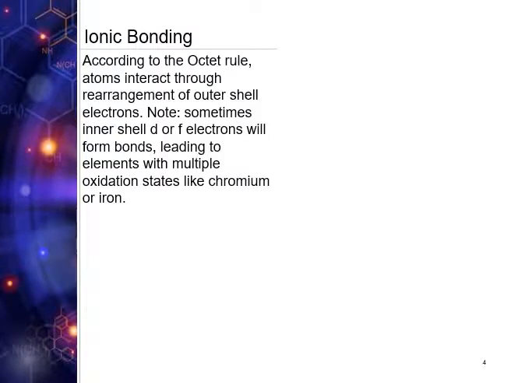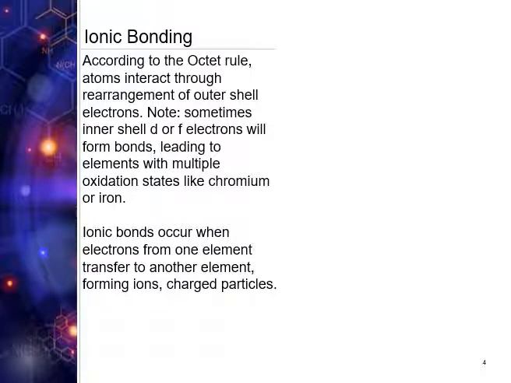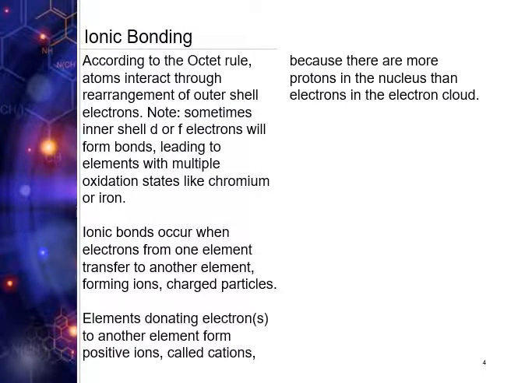Ionic bonding. According to the octet rule, atoms interact through rearrangement of outer shell electrons. Note, sometimes inner shell d or f electrons will form bonds, leading to elements with multiple oxidation states like chromium or iron. Ionic bonds occur when electrons from one element transfer to another element, forming ions or charged particles.